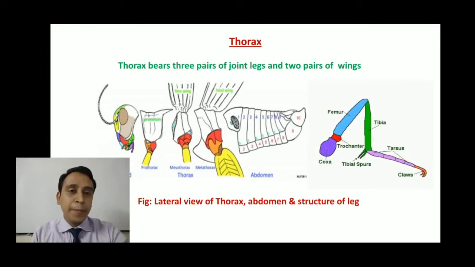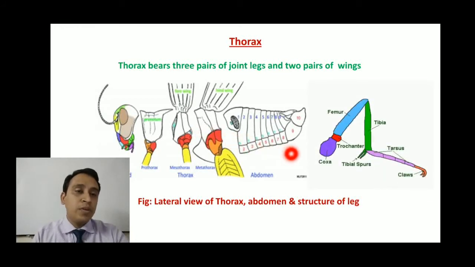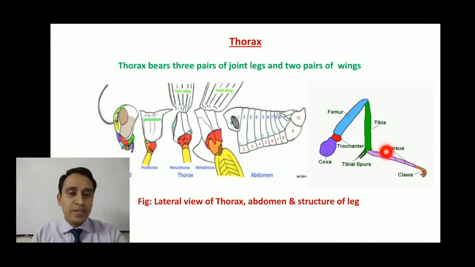Here you can see the structure of a leg of grasshopper. The leg of grasshopper is divided into 5 parts. Those are coxa, trochanter, femur, then tibia and tarsus. These 5 parts together form the leg of grasshopper.